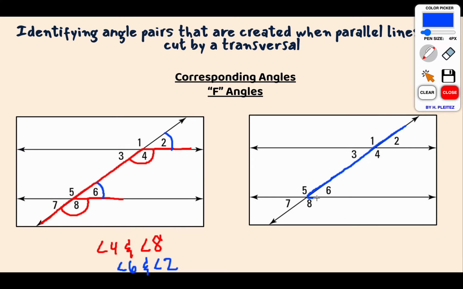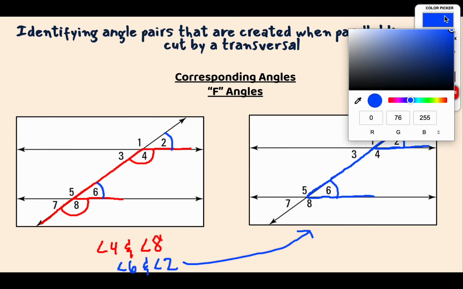So if we drew our F's upside down like this, then you can see that we have angle 6 and angle 2. So that this kind of corresponds with this image over here. So again, your shapes, it doesn't have to be a perfect F, but it's an F shape. So it can be upside down, it could be sideways.